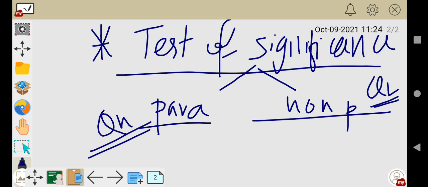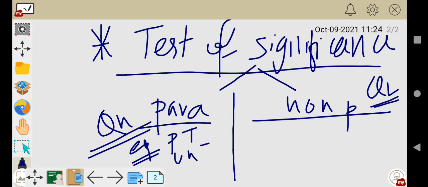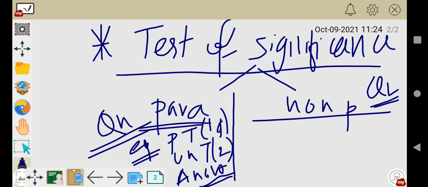So for parametric, the important examples are the t-test, mainly paired t-test or unpaired t-test, and ANOVA. Paired t-test is for one group, which I will discuss later. Unpaired is for two groups. For now remember it like this: parametric, paired one group, unpaired two groups, and ANOVA for more than two groups.